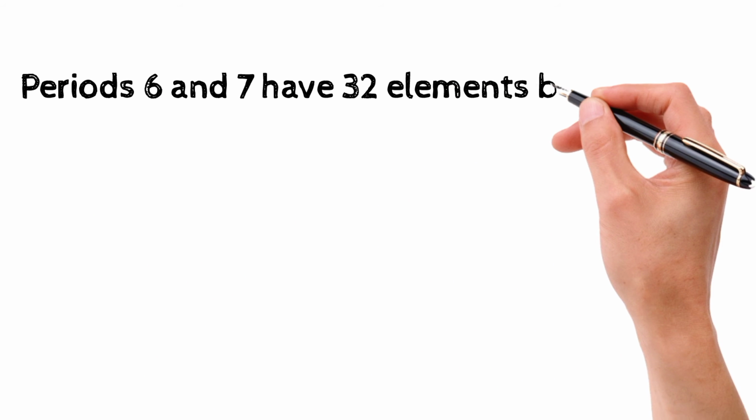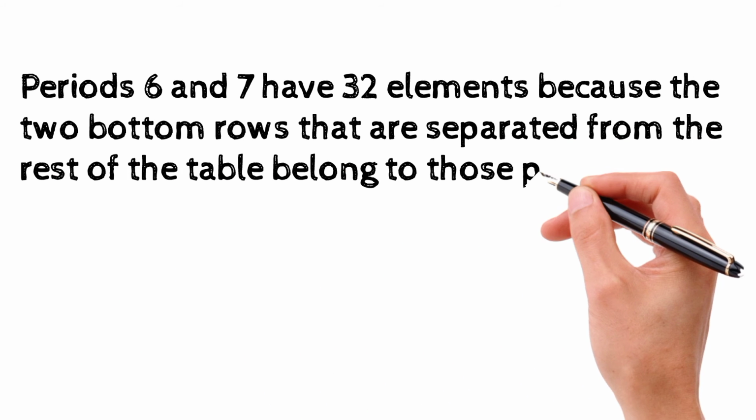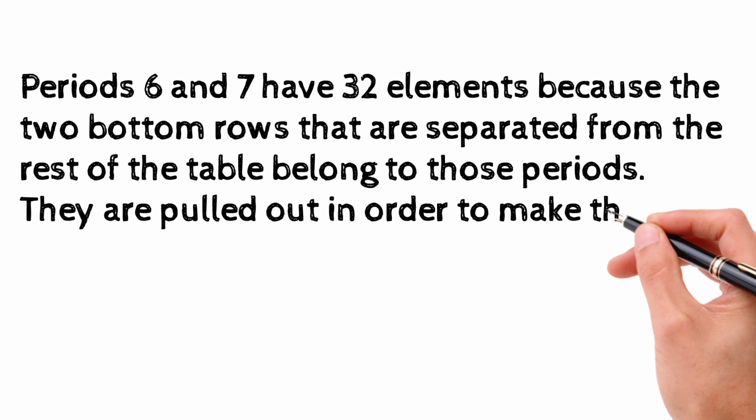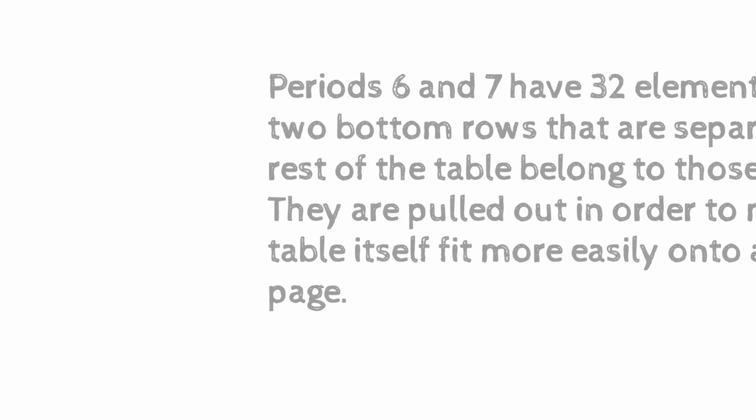Periods 6 and 7 have 32 elements because the 2 bottom rows that are separated from the rest of the table belong to those periods. They are pulled out in order to make the table itself fit more easily onto a single page.